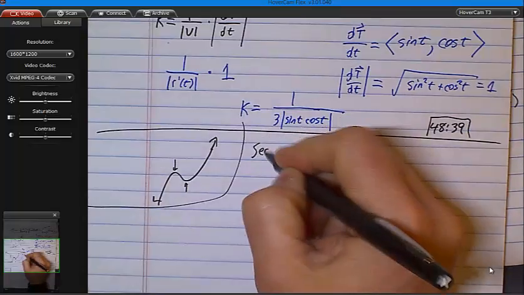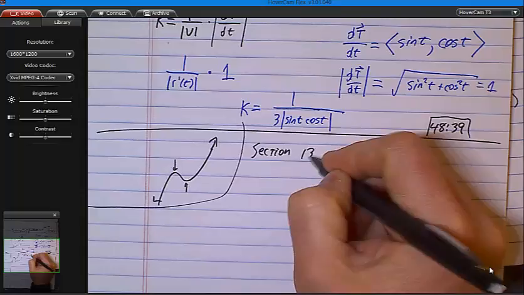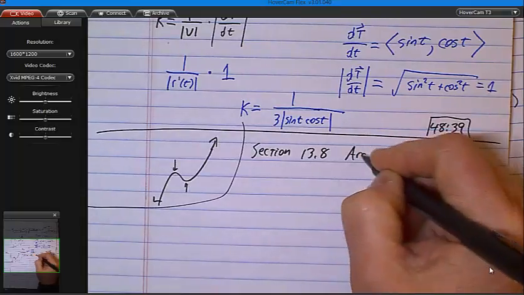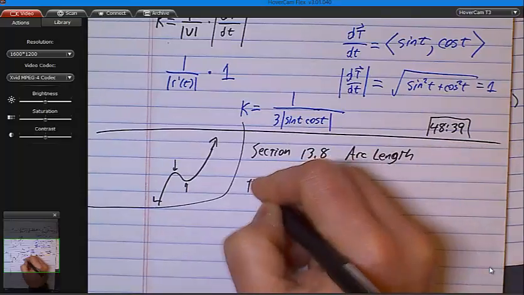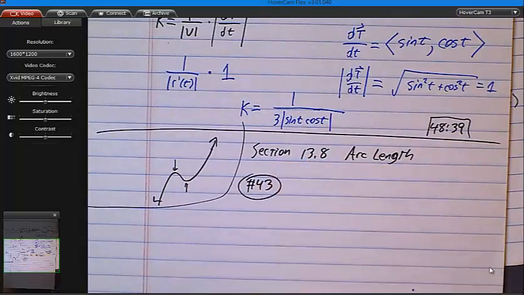Section 13.8 was on arc length, and I thought I would just do problem 43 with you. Number 43 is one a few people asked about.